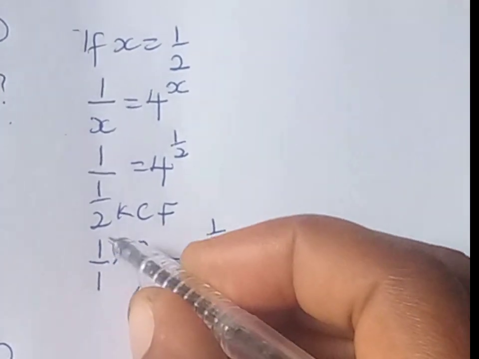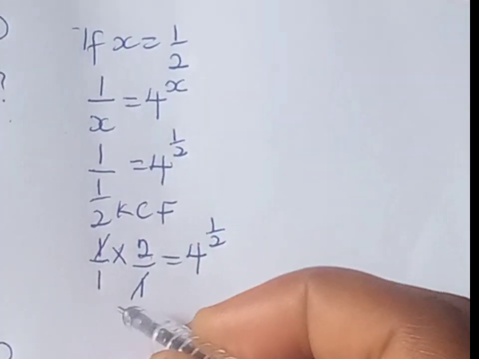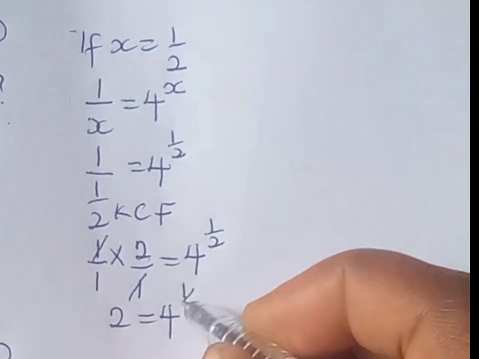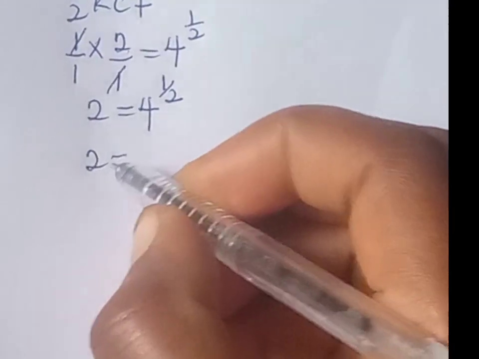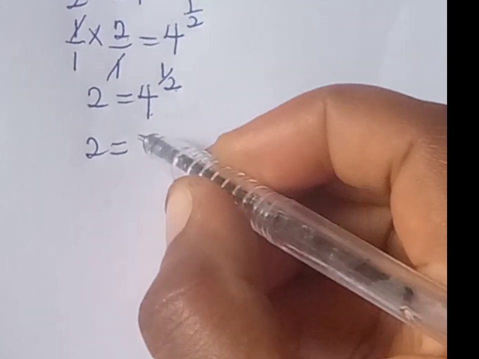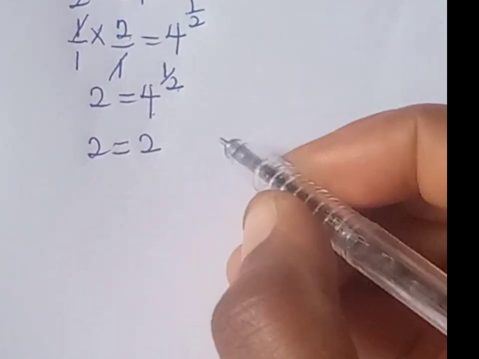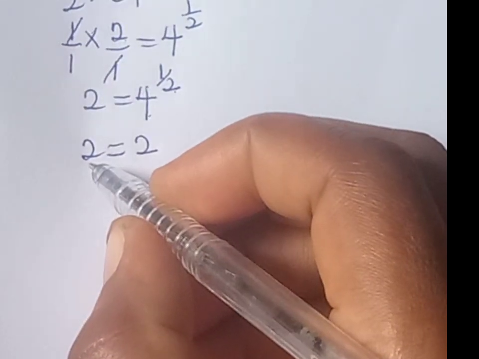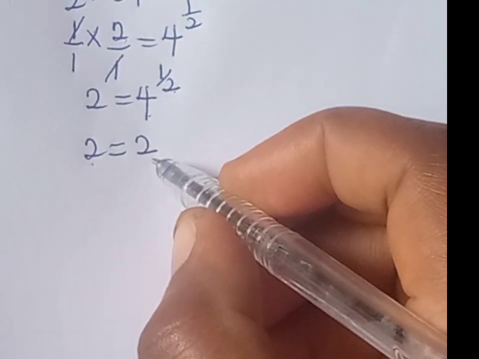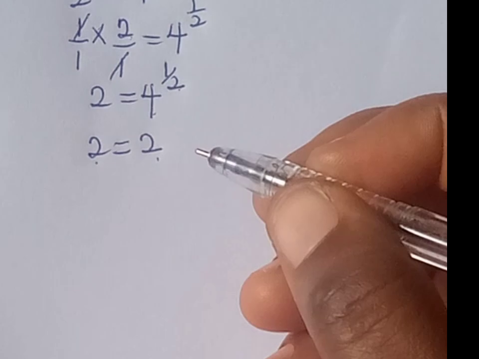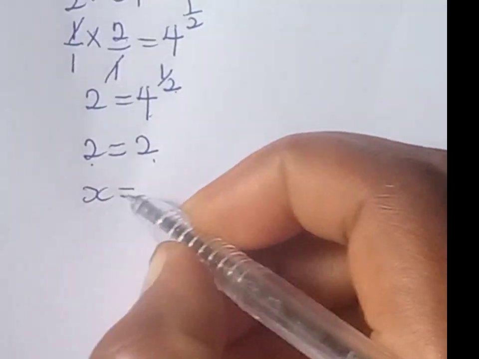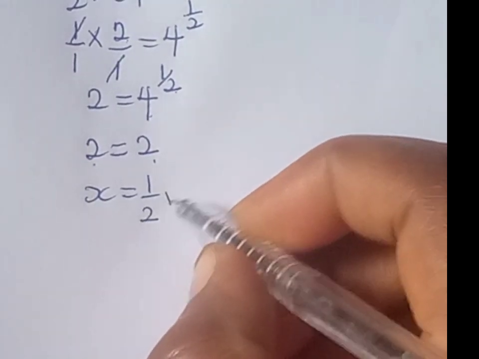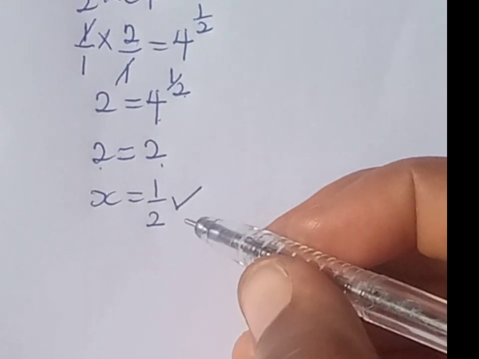So 1 cancels 1, so we are left with 2 here. So 2 equals 4 raised to the power of half, which is 2. That means both sides are now equal. We have 2 on the left side, and we have 2 on the right side also. That means x equals 1 over 2, which is half, is correct for this equation.